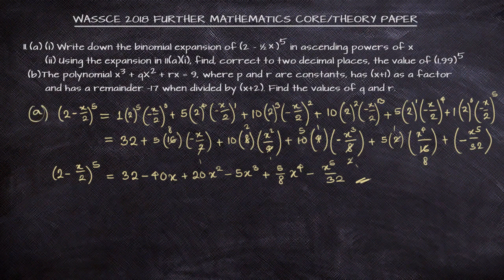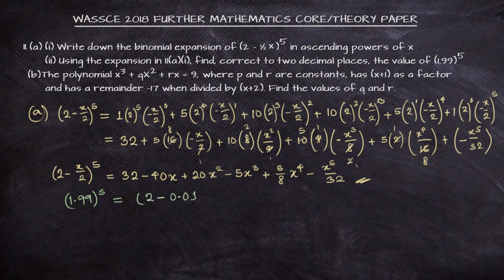Note, we are to find the value of 1.99 raised to power 5. Now, what we need to note is that to use the previous binomial expansion that we are given, we need to express 1.99 as two entries, one subtracted from the other, raised to power 5.